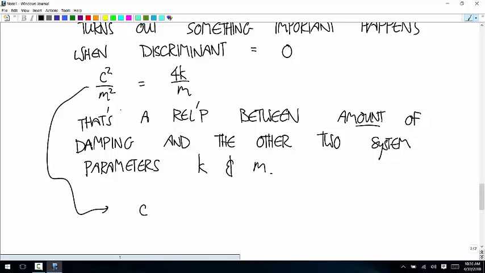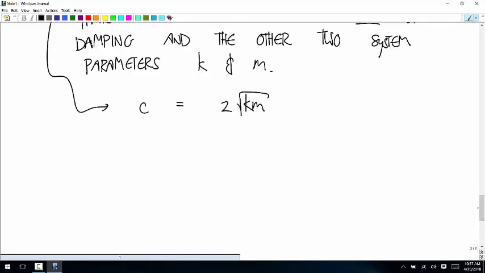So you could say when c is equal to the square root of 4km, pretty simple, 2 times the square root of km. So at that point, that's what solves this. And that is where the system returns to equilibrium in the minimum time.